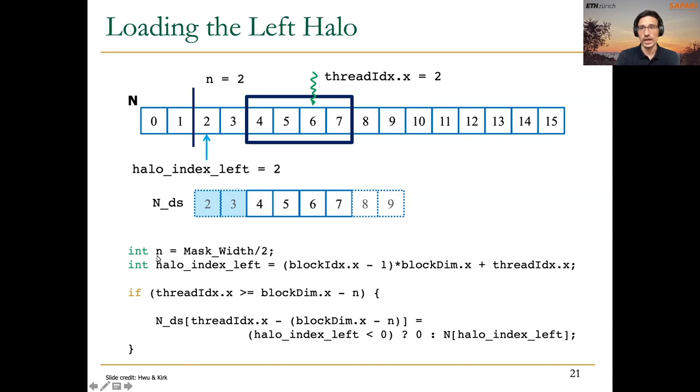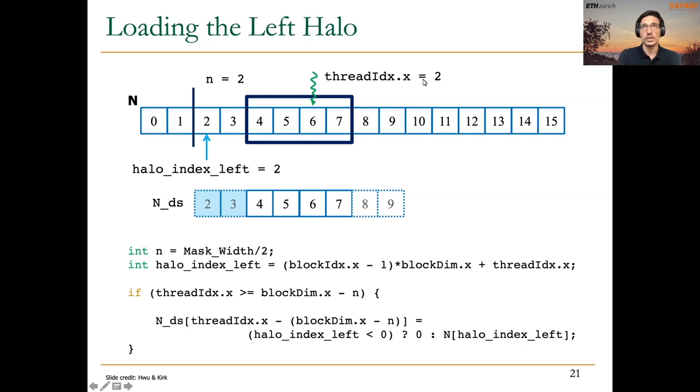First of all, this n is the size of the halo, because it's an integer division of the max width divided by two. In this case, the max width that we're considering is five. So divided by two is two. That's the size of the halo that we have to load. And now the halo index left for each thread in this particular thread block is obtained from the thread index, the block index, and also the block dimension, and also the block index of the previous block.